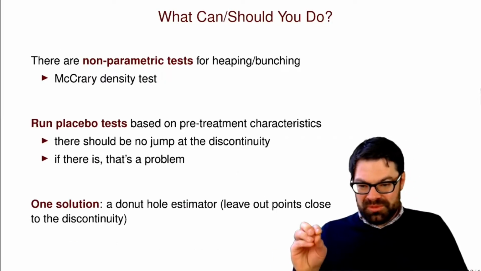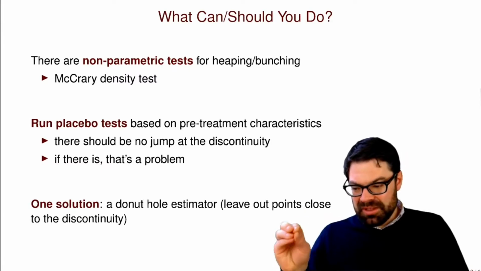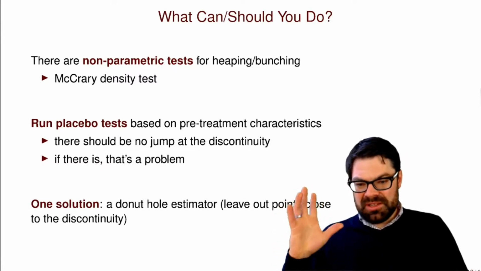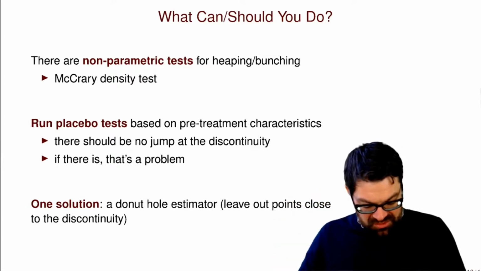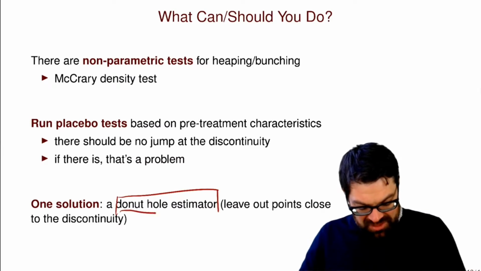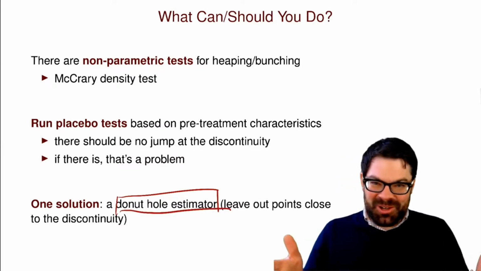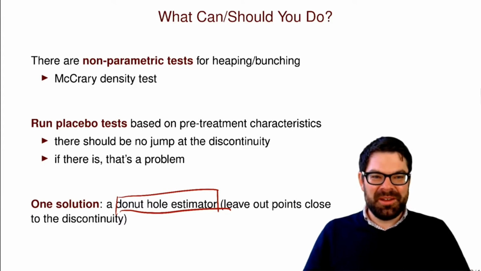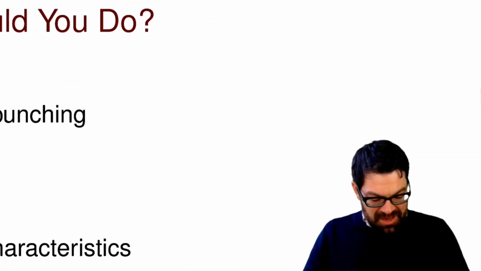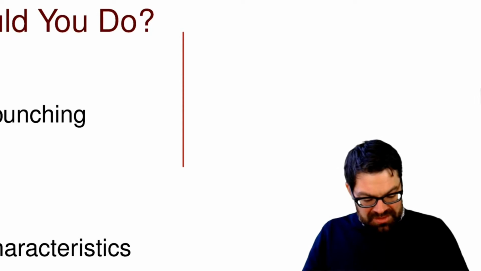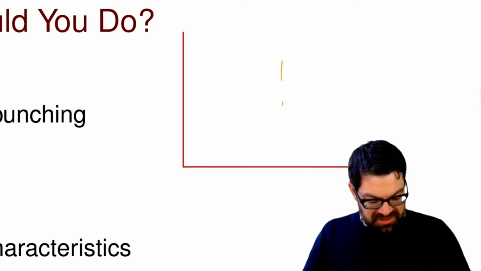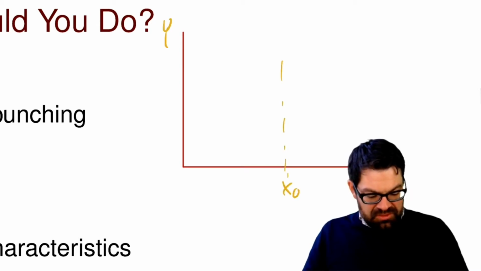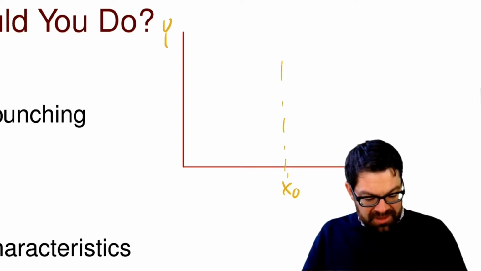And if there is doubt that there is manipulation, but you believe the manipulation isn't very big, then what you can use is a so-called donut hole estimator. A donut hole estimator is what it says, without the sweetness. So the idea of a donut hole estimator is as follows. You have a discontinuity here, and you have then an area.